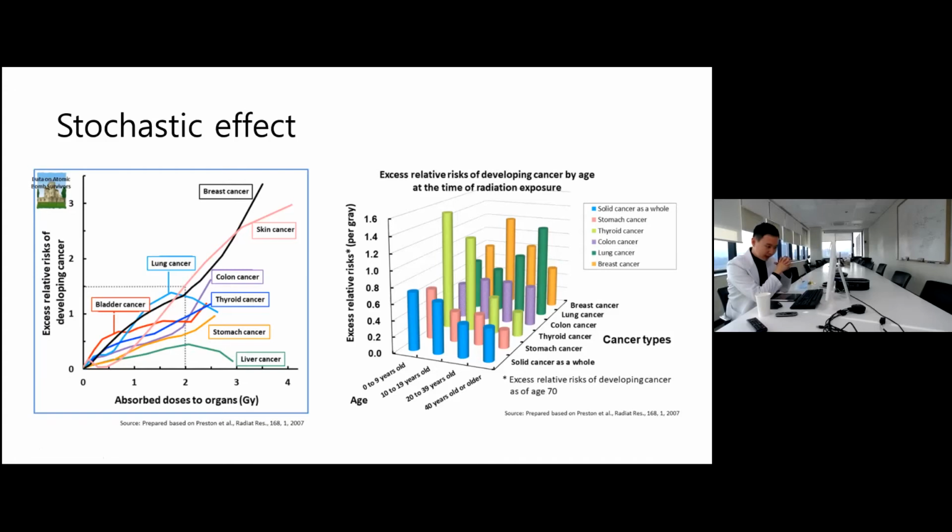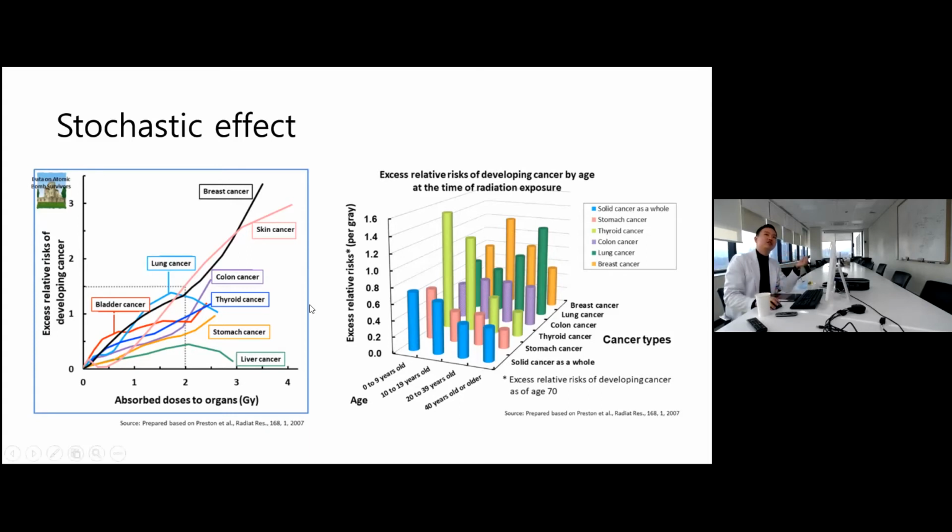And from this study, it was shown that the breast, the mammary gland, skin and colon are tissues that are easily affected by radiation and which may develop a cancer. However, the liver and stomach are relatively not organs that develop cancer affected by radiation.